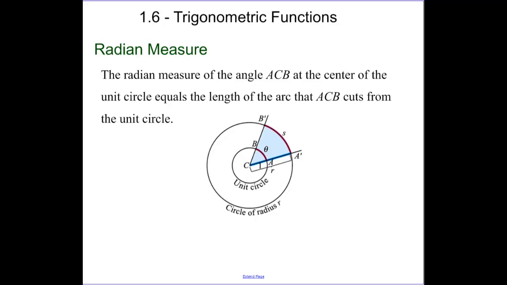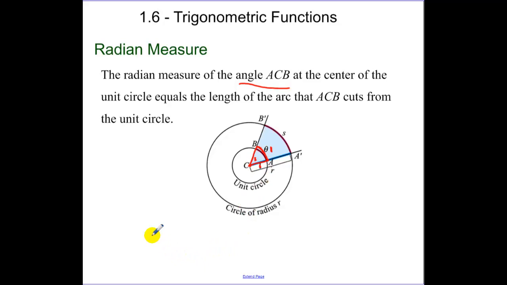Today we're going to be talking about trigonometric functions and radians, which is what we're going to be dealing with in this class. So a radian measure of an angle at the center of a circle is the length of the arc that cuts the angle from the unit circle. Basically what that means is if the radius of our circle is 1 and the length along the arc is also 1, then this angle here is 1 radian. Okay, so that's 1 radian.